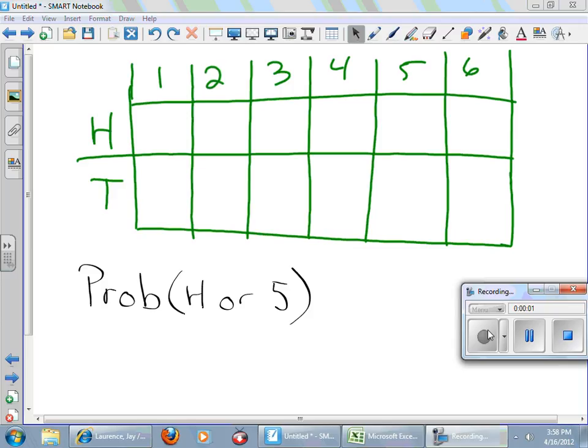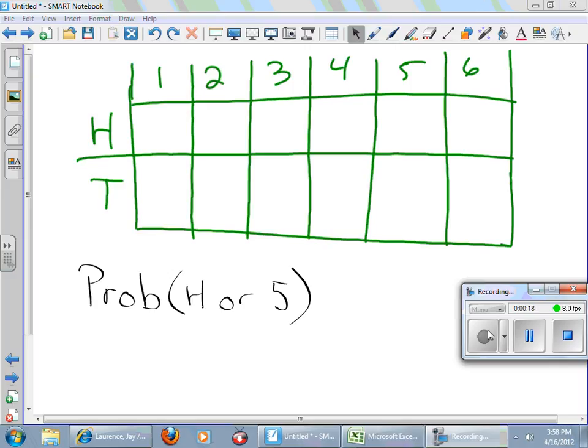Pre-Algebra, Mr. Lawrence here with your flipped lesson, and I want to clarify something that I confused you with. I made it too hard today, and I apologize for that. We're talking about events that cannot happen at the same time. Those are called mutually exclusive events. Mutually exclusive means they cannot happen together.